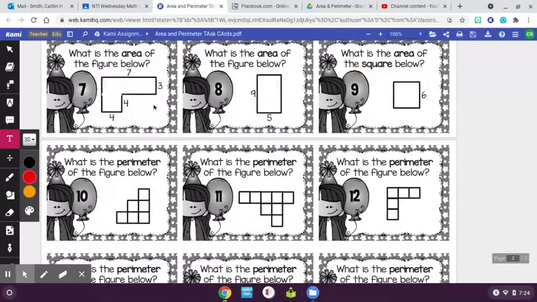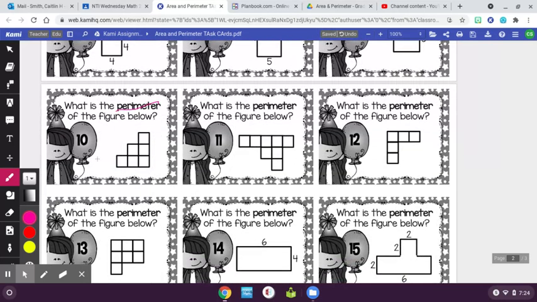Okay, now we're moving on. If you see, the question changes here. Now it's going to be asking us for perimeter. Perimeter is the fence around the outside. That means we have to add up all the sides. So if they give you a nice little square unit box like this, you just have to mark and count the sides. I'm going to mark each one so I'll remember that I already counted that one.